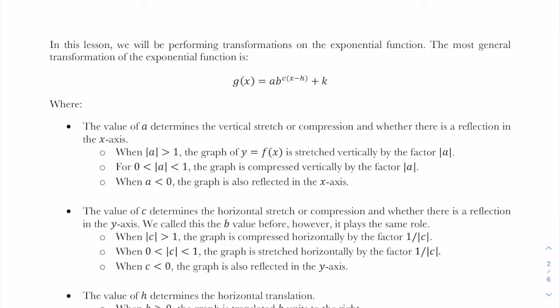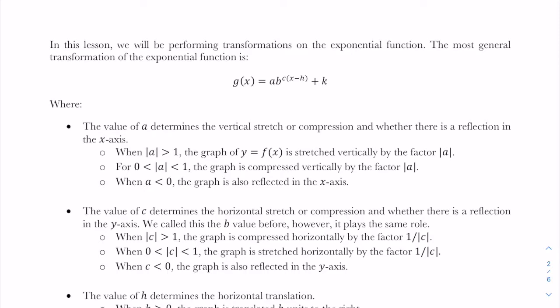What we're going to do in this lesson is apply transformations to the exponential function. This will involve translations, stretches, compressions, and reflections. We did this back in Unit 2, and we're going to see the same concepts applied to the exponential function.